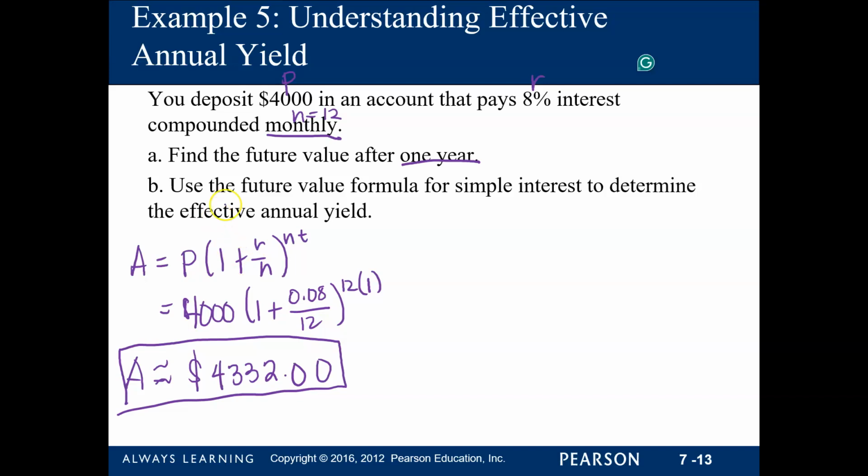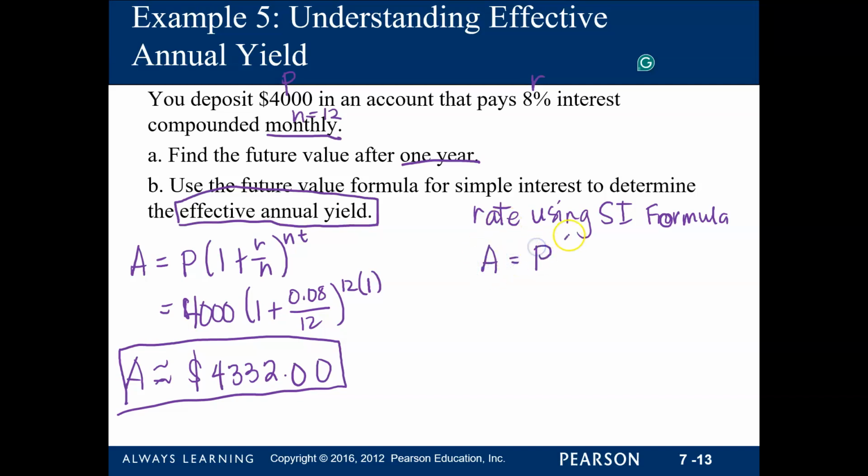So now, how do we find the effective annual yield, okay? So we need to find the rate using the simple interest formula, okay? So that's what we will be using. Now, if you would remember, what's the simple interest formula? A is equal to P times 1 plus rate times time, okay? That's how it will be, okay? So, let's replace the values. We are looking for the R, okay?